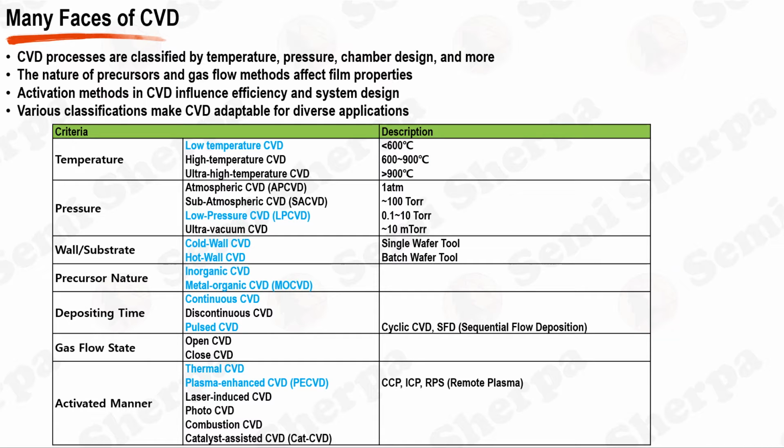Each method employs a different way of activating the chemical reactions that deposit the film, thereby influencing the process's efficiency, film properties, and system design. The choice of precursor and gas flow method can significantly vary depending on the desired deposited film material, enhancing the process's adaptability. This expansive categorization of CVD processes illuminates its flexibility and broad utility, offering distinct pathways for optimizing thin film deposition across a wide array of materials and applications.